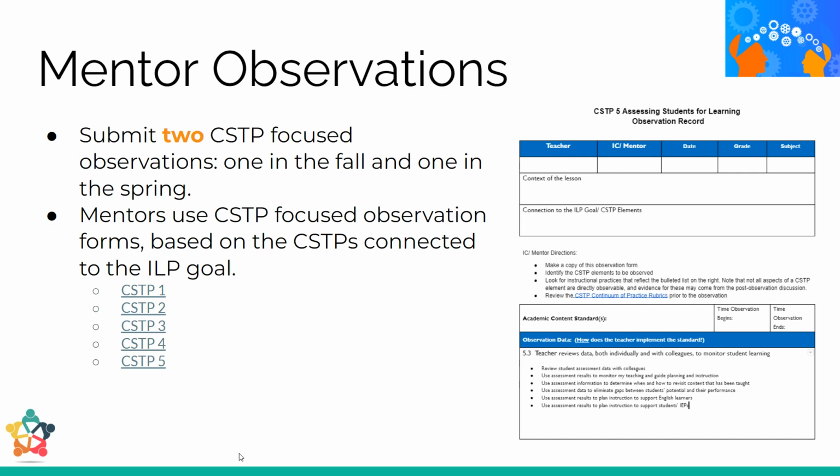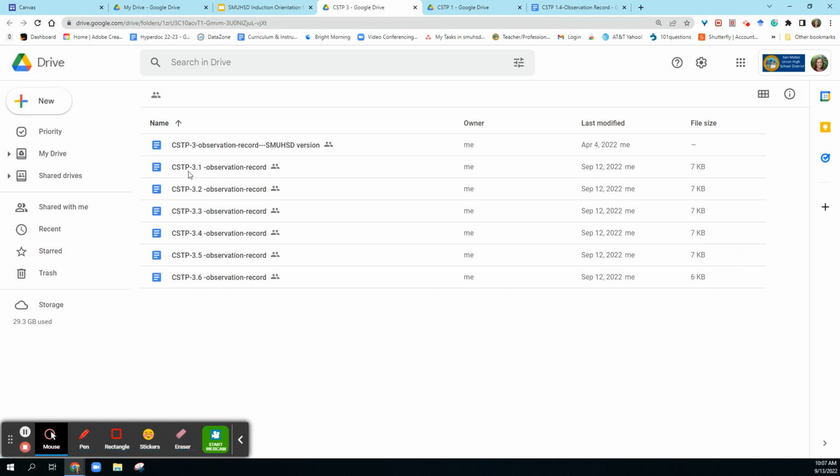So, if your candidate has selected a goal that's, let's say, around how to organize their content area matter to support instruction, we know that falls in CSTP category 3. These links take you to folders, and within each folder, you'll see that each one of the elements has its own observation record. Sometimes you'll have two different elements that work together during the observation, and that's totally fine. You can just go ahead and merge two documents together if that suits your needs.